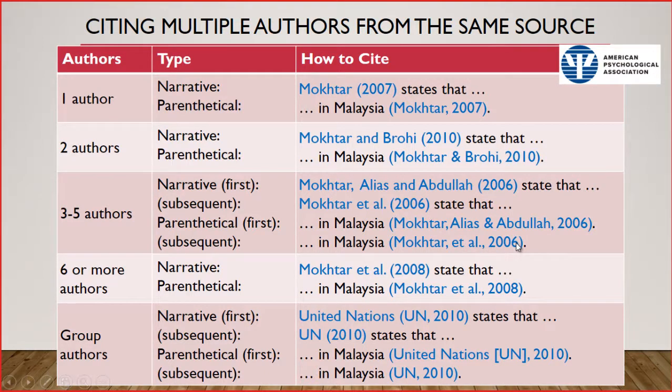Okay, this is for 3 to 5 authors. Now if the authors are 6 or more, meaning there are many people, so whether it is the first time or second time or third time or how many times, you start off with Muhtar et al. No need to list Muhtar, Alias, Abdullah, Abu Bakar, Omar, Osman, Ali, and so on until more than 6. No need. Go on Muhtar et al. And in the parenthetical, Muhtar et al. So meaning that this is for the first time and beyond. So it doesn't mean, okay, this is different, 6 versus 3 to 5. So this is something that you have to do.